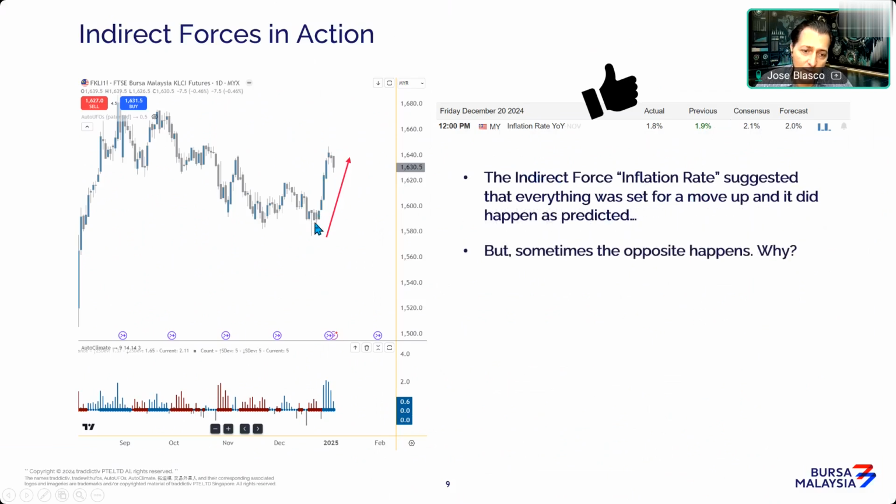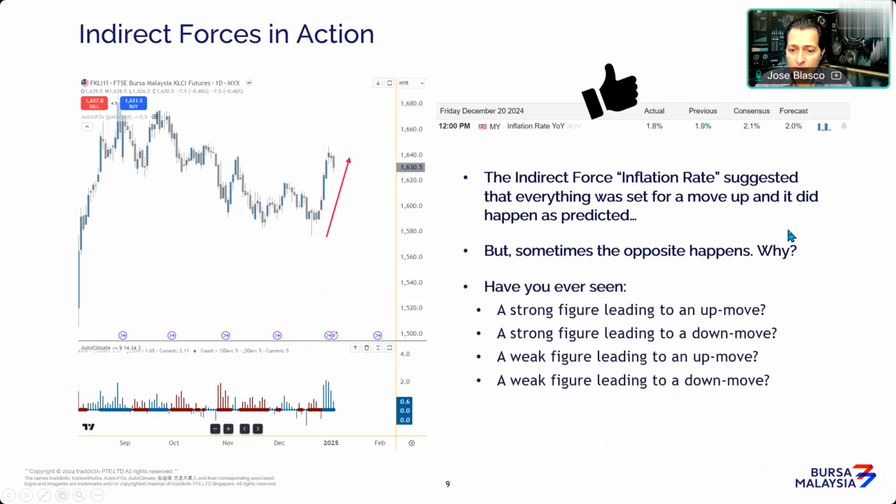So from the bottom part, that was December 20. Okay, so you can see December is here. The ending part of December is more or less there. So that was the origin of this move up, where if you're a market analyst, you may blame it on the inflation rate that was reported as better than expected. And suddenly that indirect force created a lot of new buy orders and the markets went up. So again, indirect forces are indeed a powerful thing, but sometimes the opposite happens.